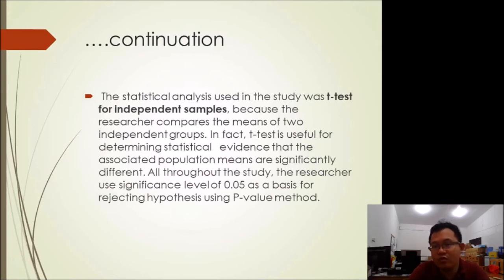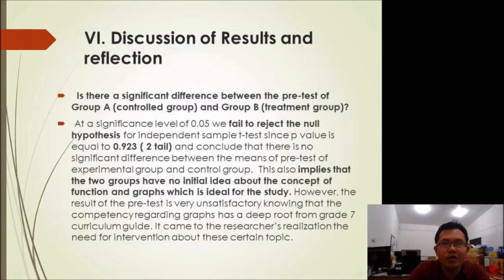Here, if the means of the two groups are different, therefore we can conclude that the intervention is effective. And here we utilize a 0.05 level of significance as the basis for rejecting the hypothesis, using the p-value method. And we have the following results. The first result is that we failed to reject the null hypothesis with a p-value of 0.923.